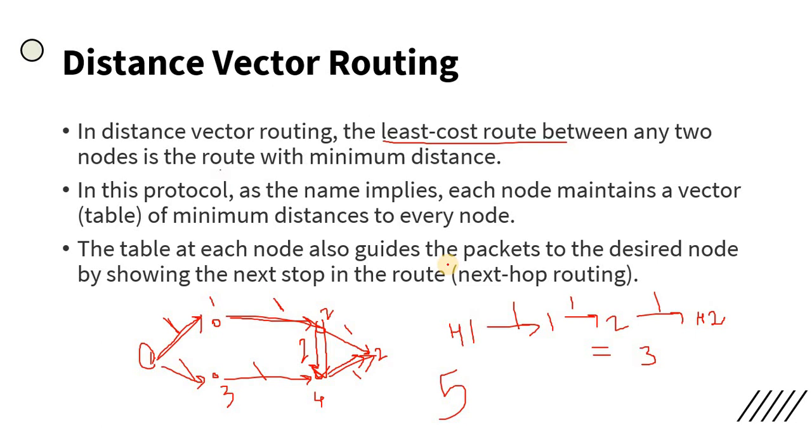First, it calculates the distance of each route, and it selects the route which has the minimum distance. In this protocol, as the name implies, each node maintains a vector of minimum distances to every node. A vector means a routing table. We already learned what a routing table is; it maintains the route information. Each and every node, here host 1 is also a node and router 1 is also a node, maintains that vector table, and in that table the distance of each route is mentioned. Based on that distance, it can travel through the network. The table at each node also guides the packet to the desired node by showing the next stop in the route. This is the basic of distance vector routing.